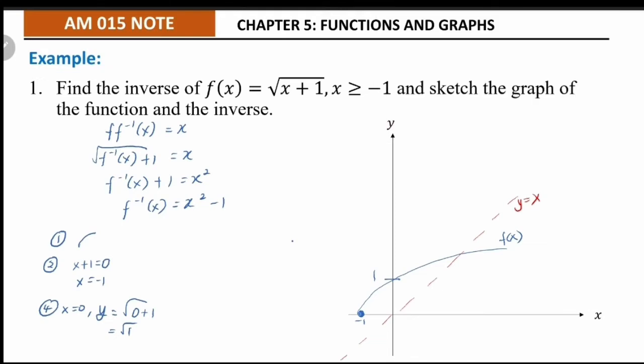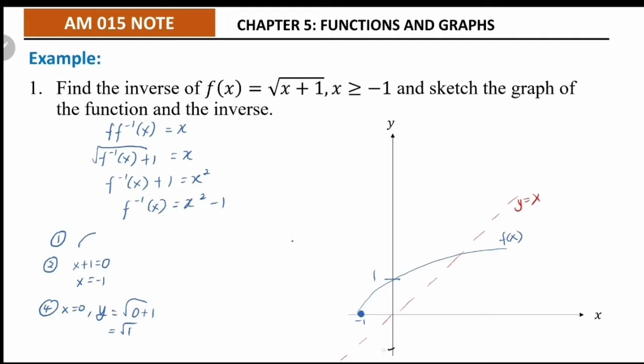Start at negative 1, so the inverse also starts at negative 1. And then included, the inverse also included, so this is f inverse of x. f and f inverse will cross y equal to x at one point.